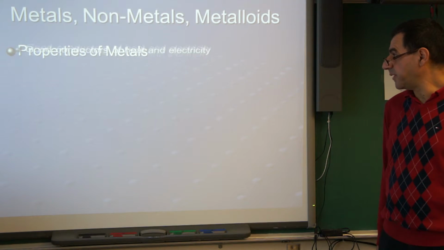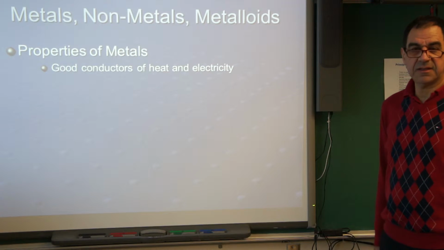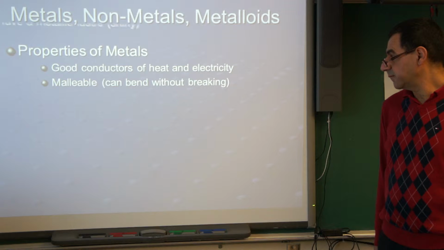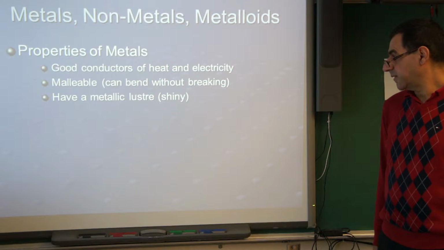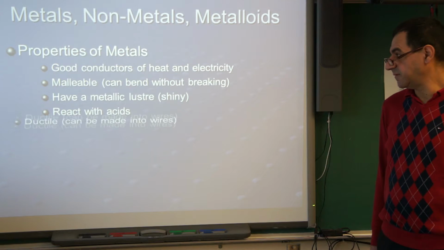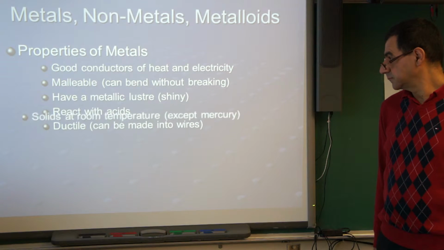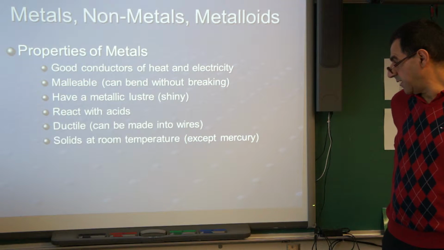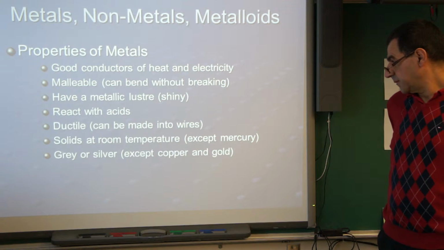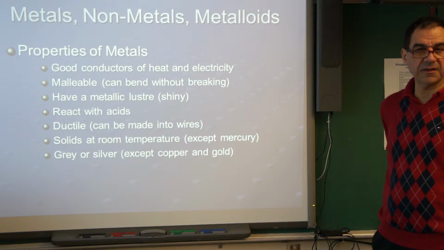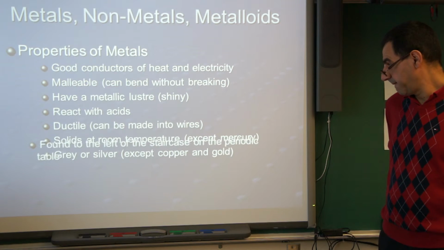Firstly, properties of metals: they conduct heat and electricity. They're malleable. They have luster. They're shiny. They react with acids. And they're ductile. They are solids at room temperature, and they're gray or silver except for copper and gold, and they are located on the left side of the periodic table.